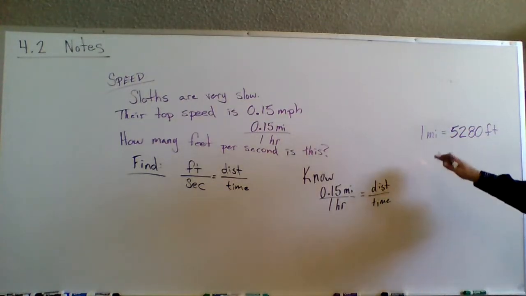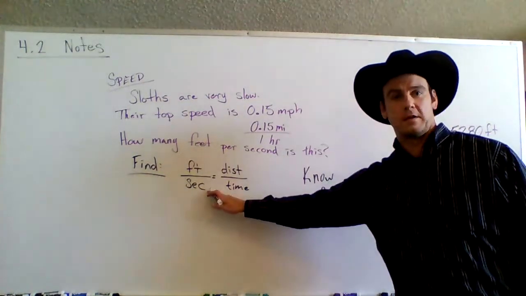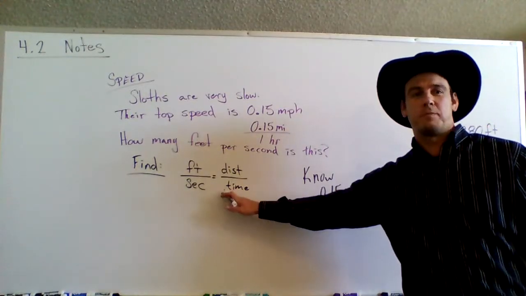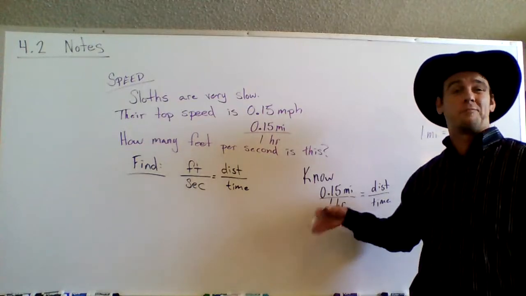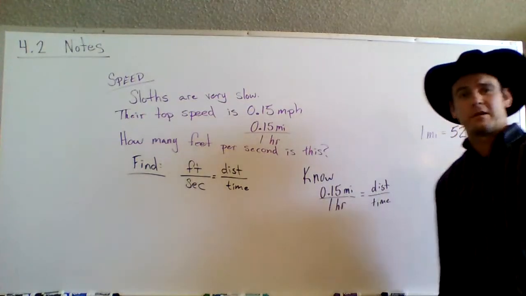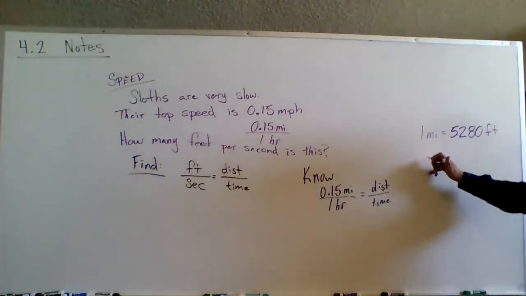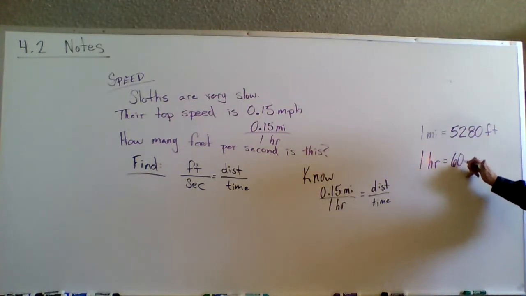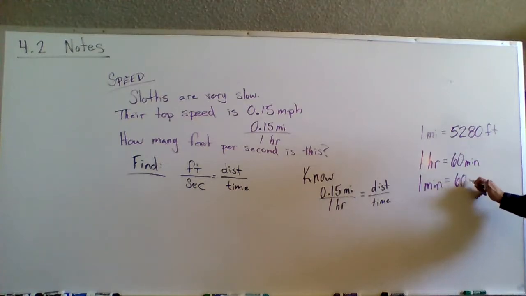Okay? I also need to figure out how to go from hours to seconds. Well, I don't know any straight up conversion from hours to seconds, but I do know how many minutes are in an hour, and I know how many seconds are in a minute. So you're going to have to do 2 conversions to change from hours to seconds. So 1 hour equals 60 minutes. Holy cow. And 1 minute is going to equal 60 seconds.